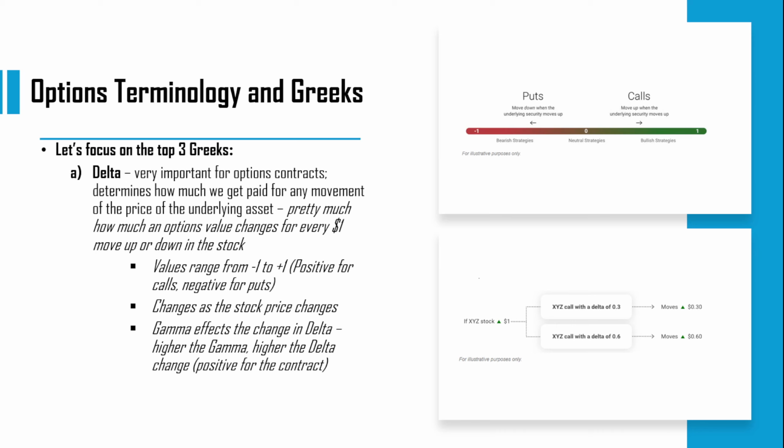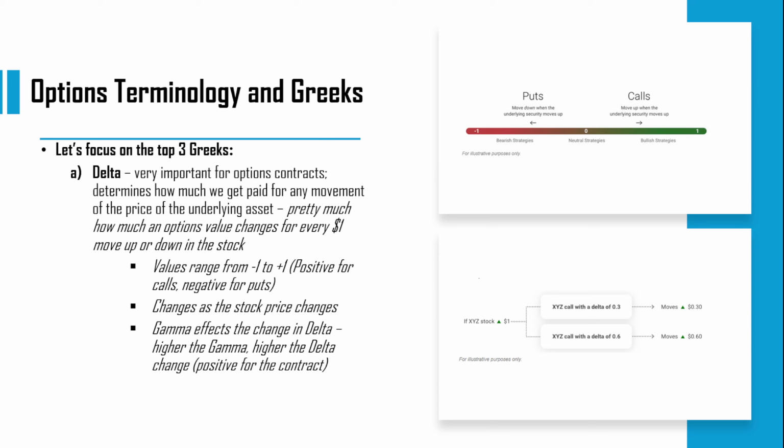But the delta usually gets higher based on gamma, like Troy was saying, or also the fact that you're closer to or in the money. Gamma affects the change in delta, so the higher the gamma, the higher the delta. So you can see if XYZ stock is up $1 and your XYZ call has a delta of 0.3, then your contract premium moves up 30 cents.